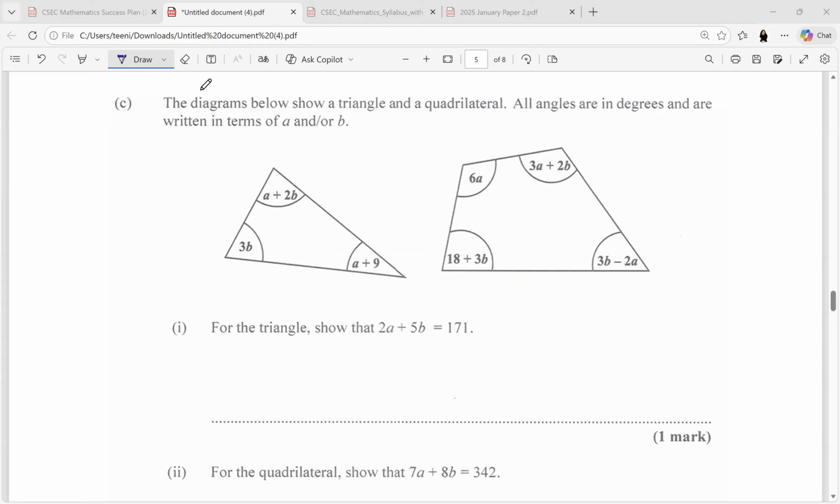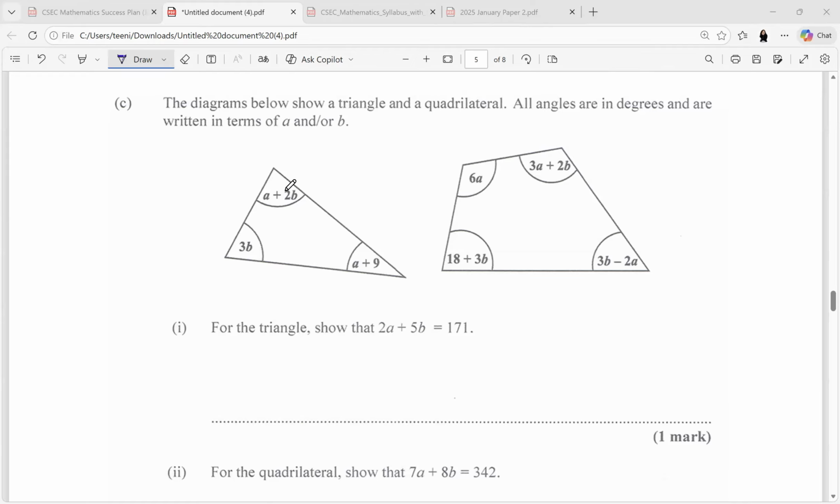Okay, the diagrams below show a triangle and a quadrilateral. All angles are in degrees and are written in terms of A and or B. For the triangle, show that 2A plus 5B is equal to 171. So if these are angles, the connection we have to make in our brains is, what do we know about the angles in a triangle? What do you guys know about the internal angles in a triangle? Anybody? The angles in a triangle always add up to 180 degrees.